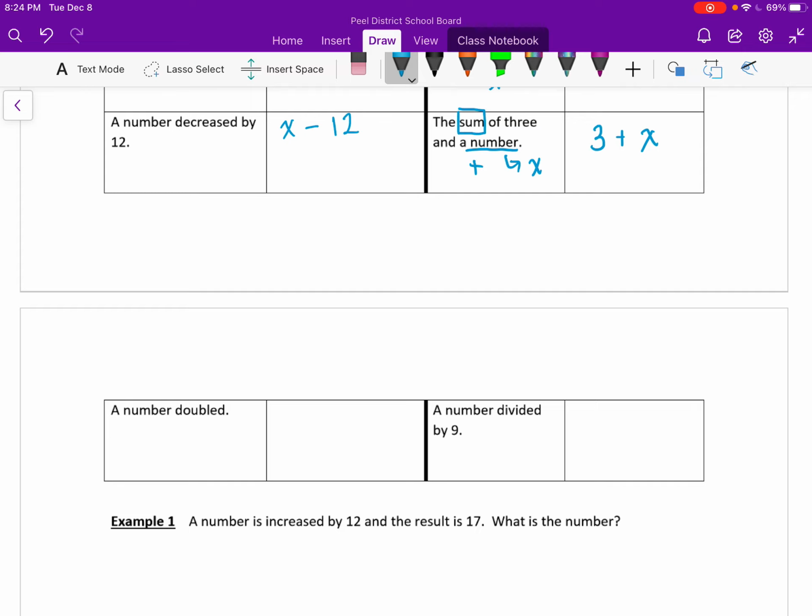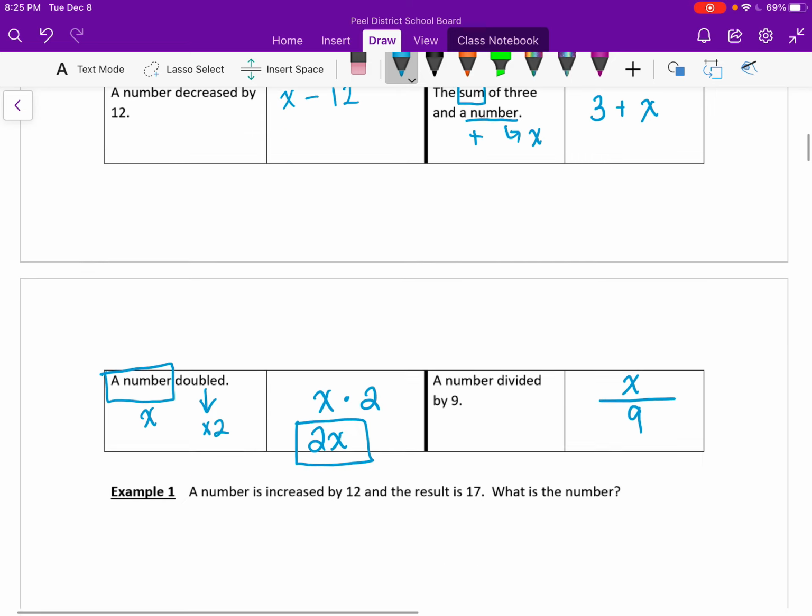A number is doubled, so x is doubled, which means you're multiplying by 2. So I'm just going to do x times 2, or I can say 2x. Either one is right. A number is divided by 9, so I know a number is x, and then I'm going to say divided by 9. Okay?